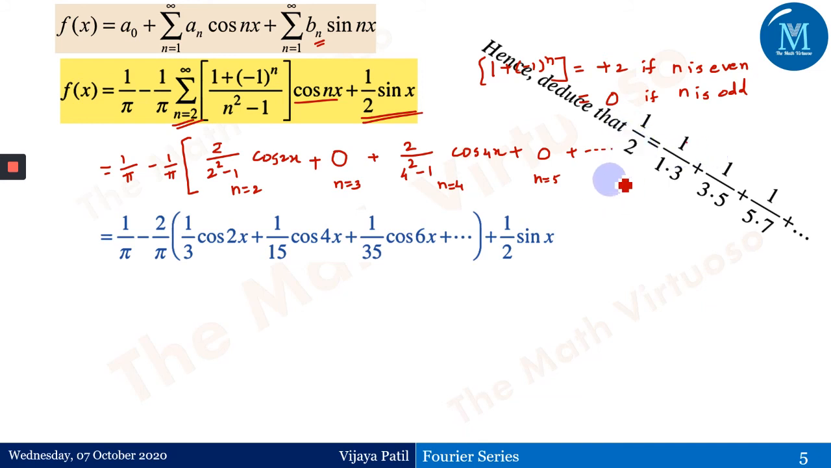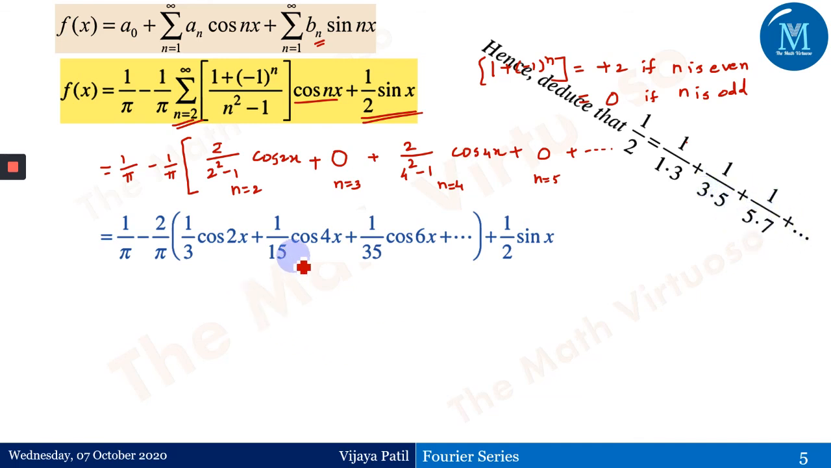So this is 1/2 equals 1/(1·3) + 1/(3·5). It's not 1.3, it is 1 into 3. This is the way of writing the series: 1/(3·5) + 1/(5·7) and so on.